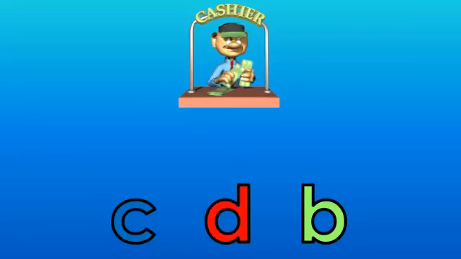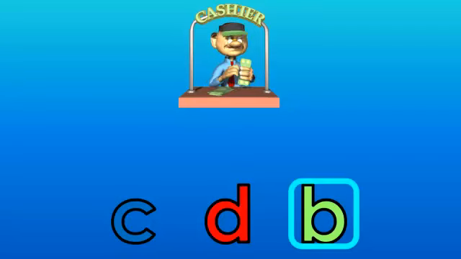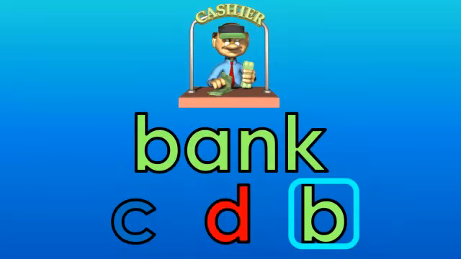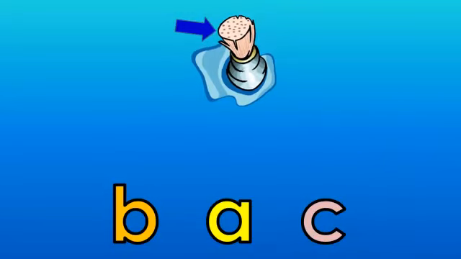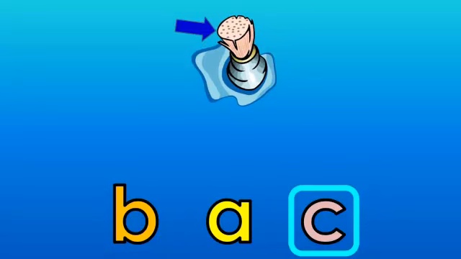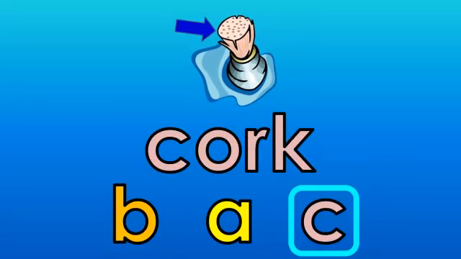What is the beginning sound of the picture? B. B is for bank. What is the beginning sound of the picture? C is for cork.